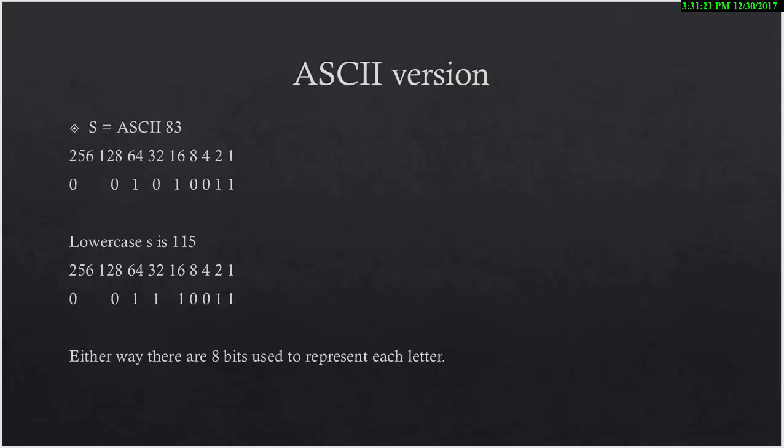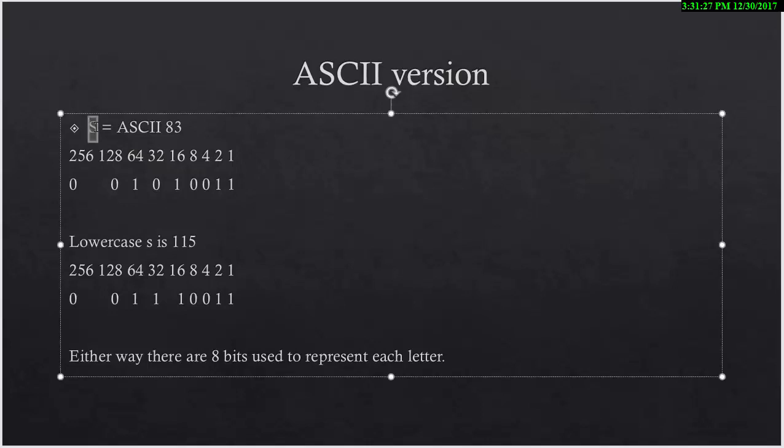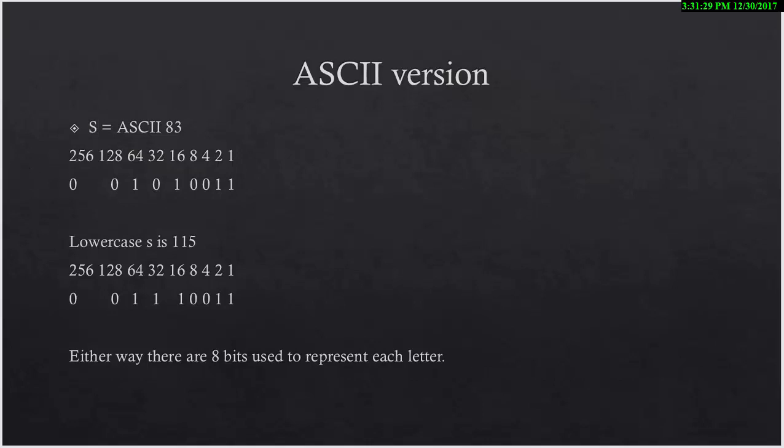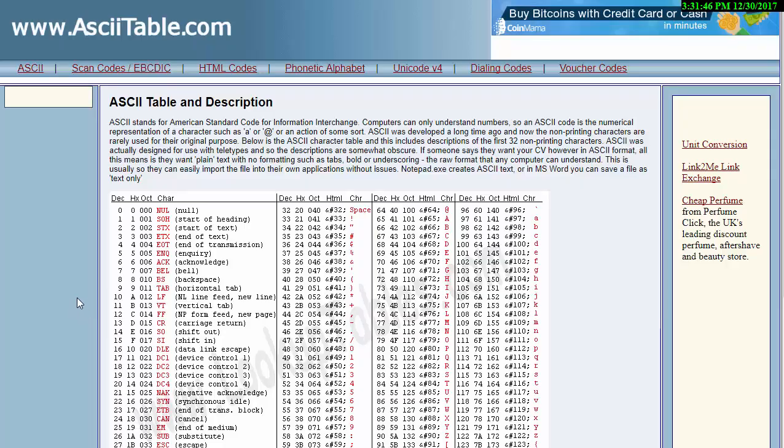So as you hopefully know, most ASCII files consist of 8-bit characters to represent each letter. So a capital S is represented by decimal 83, which is shown in binary format just below, and lowercase s is decimal 115, which is shown below. So there are 8 bits used to represent each letter. Here's an example of the ASCII table.